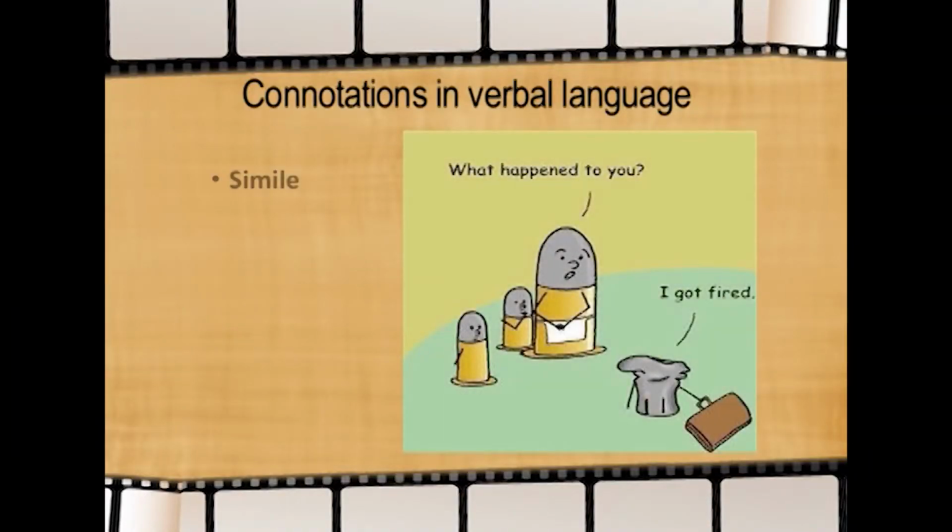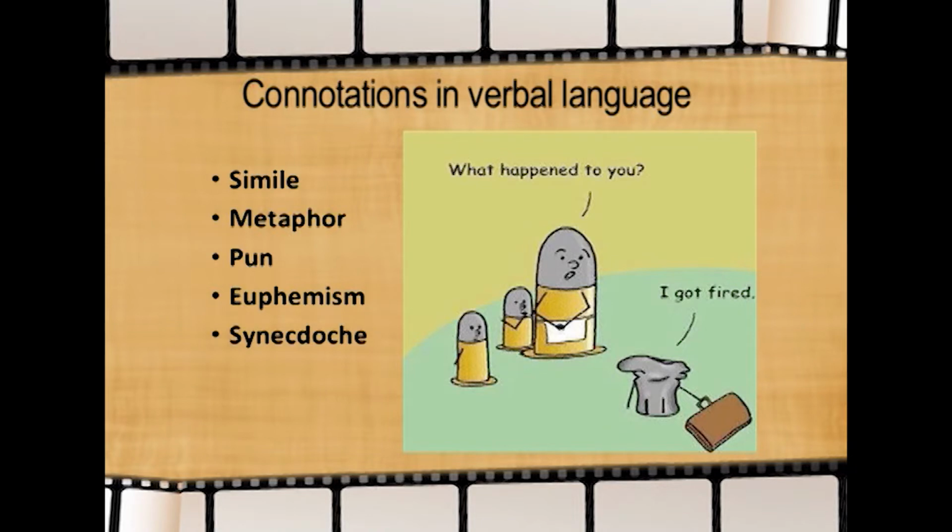Different people will get different connotative meanings of the same sentence, but the same denotative meaning of the sentence. So there is always a connotative aspect and a denotative aspect to meaning. Among the connotative aspects of meaning of a sentence in spoken language, you can have a simile, a metaphor, a pun, euphemism, synecdoche, metonymy. These are all connotative aspects of a language, and I think you know what these are.